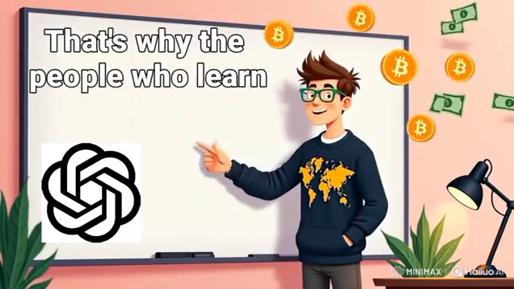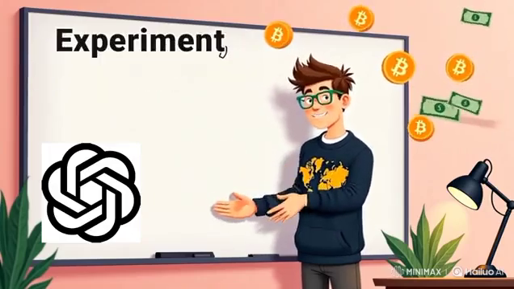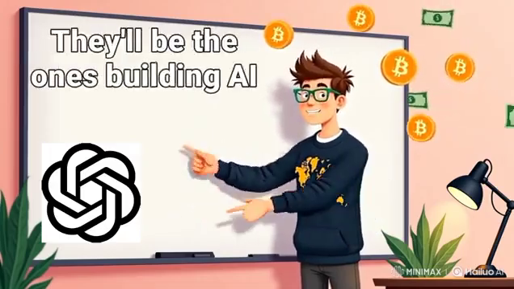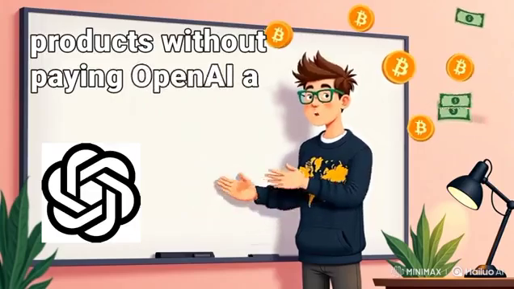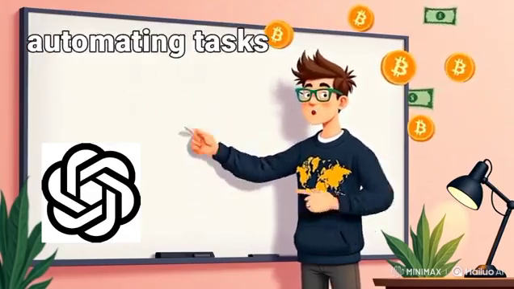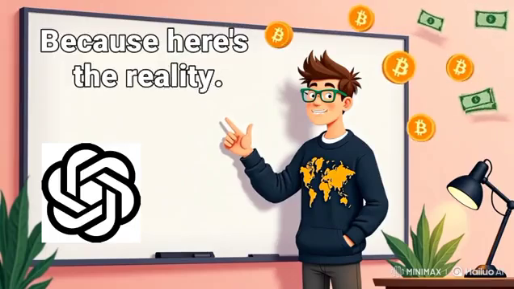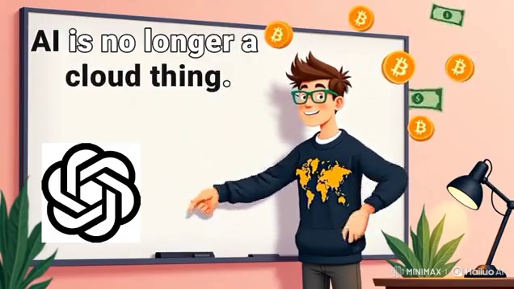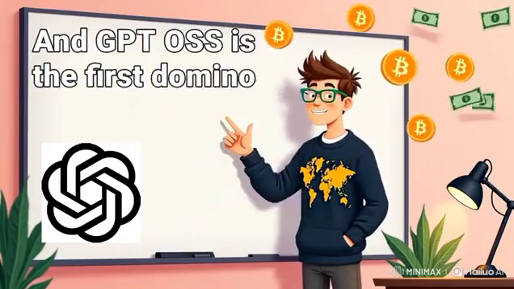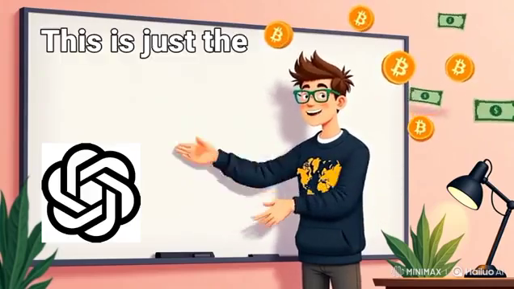That's why the people who learn this now, the ones who install GPT OSS early, experiment, build, they're going to have an unfair advantage. They'll be the ones building AI products without paying OpenAI a dime. They'll be the ones selling tools, creating content, automating tasks, all using offline models. Because here's the reality, AI is no longer a cloud thing, it's a personal tool. And GPT OSS is the first domino in a wave of offline, open, powerful AI assistants. This is just the beginning.